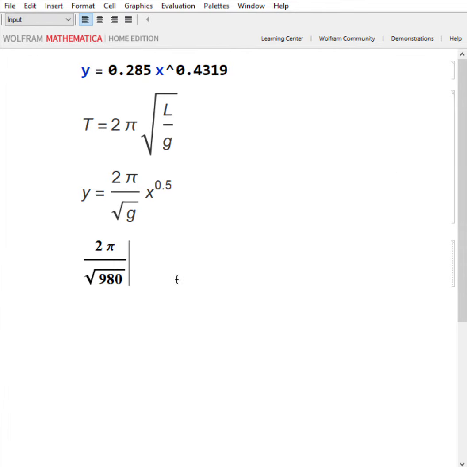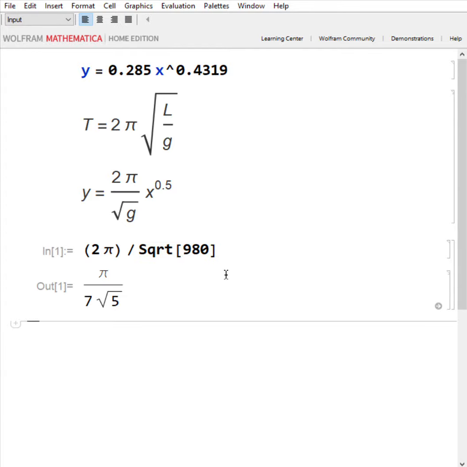And I just got a complaint from Mathematica. I don't know if you saw that, so I'm going to try something else. Copy as plain text. Get rid of this. Paste. Okay, so now it's interpreting that as it is. 980 centimeters per second. Evaluate. And we get that, of course. So let's evaluate with floating point decimal precision.